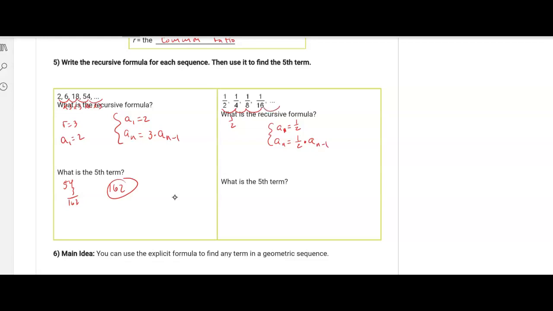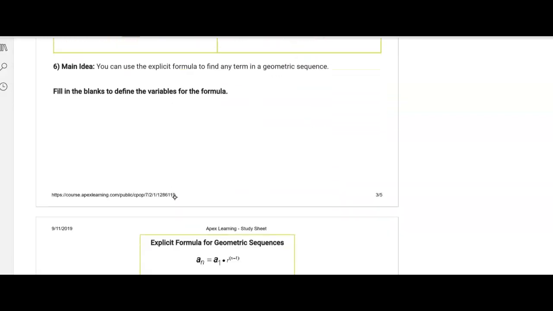When we look at the fifth term, what is 1/16 times 1/2? That would give us 1/32.